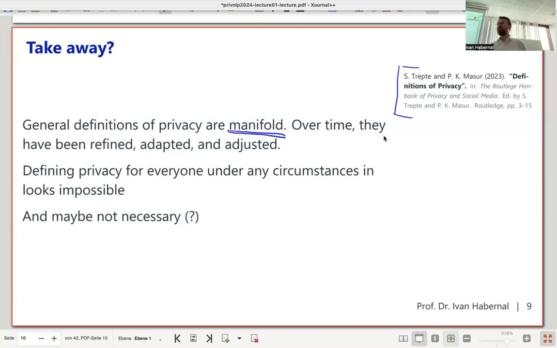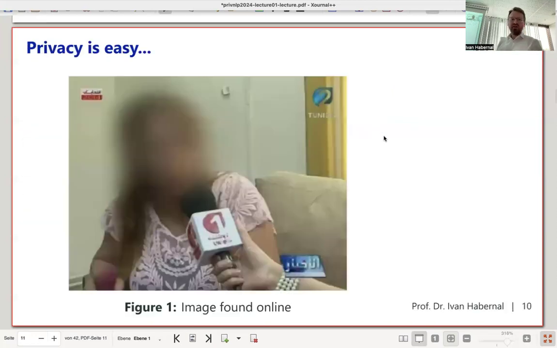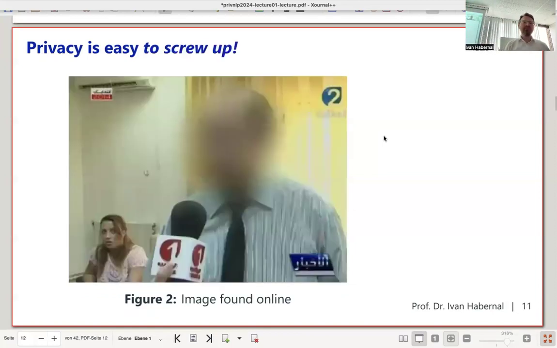Maybe we don't need any definition. I guess we need some at least. So privacy is easy, right? Yeah, I found this picture somewhere online. So, standard thing, privacy is easy to screw up.